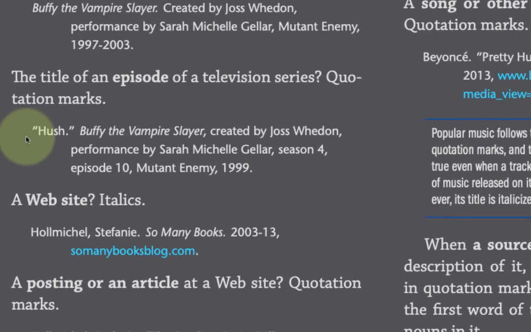Look at this example of the episode called Hush in the show Buffy the Vampire Slayer. The name of the larger container, in this case, the television show Buffy the Vampire Slayer, is in italics. The name of the smaller item, in this case the episode named Hush, is in quotation marks. All this other information, created by Joss Whedon, performance by Sarah Michelle Gellar, Season 4, the specific season that this episode Hush appears in, and the number of that episode, which is episode 10, all of that information simply describes this larger container of Buffy the Vampire Slayer.